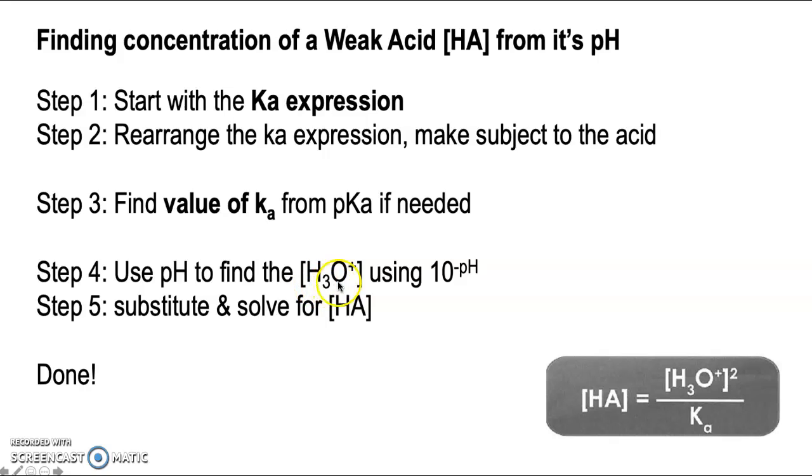Now, you will need to find the concentration of the hydroniums. They will give you the pH value, so you'll use the inverse log of negative pH to do that, and that will give you your hydronium value. And then it's just a case of substituting it into this equation and the job is done.